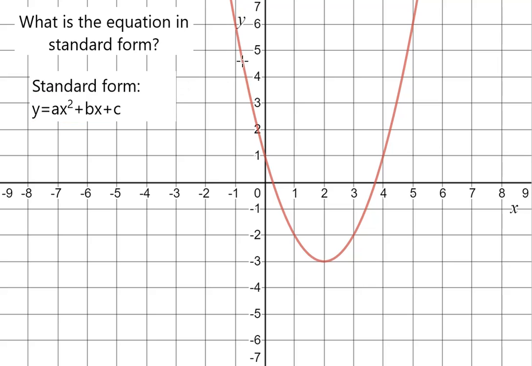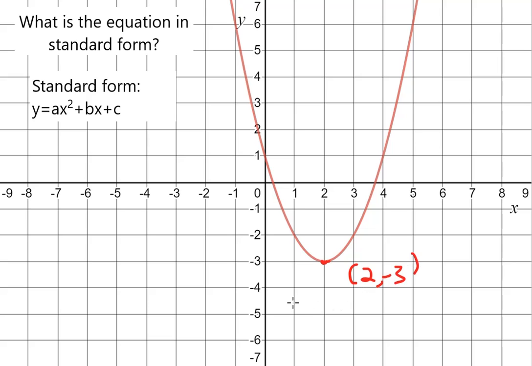So the first thing we're going to do is identify whether this function is easier to write in vertex form or intercept form. If it's easier to write in intercept form, the roots will be obvious, and if it's easier to write in vertex form, the vertex will be obvious. These roots are kind of hard to see, but this vertex is really clear. It's at the point (2, -3).